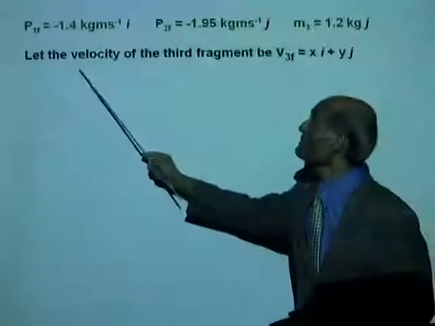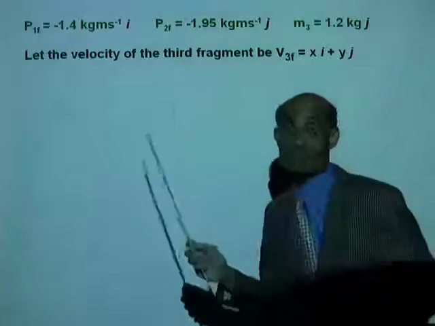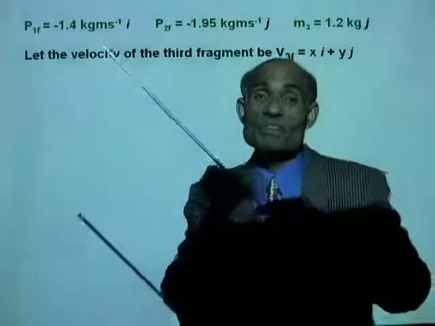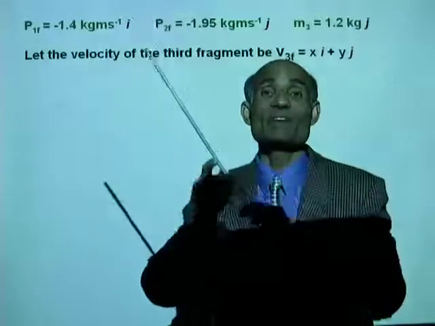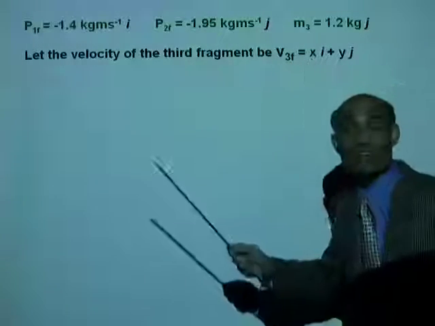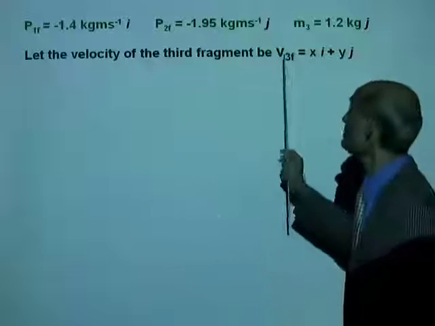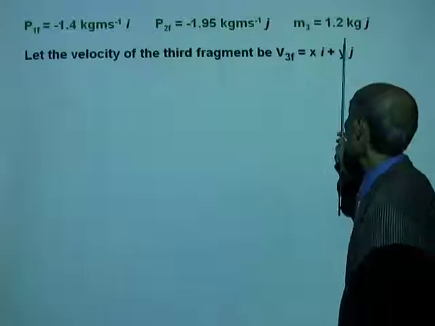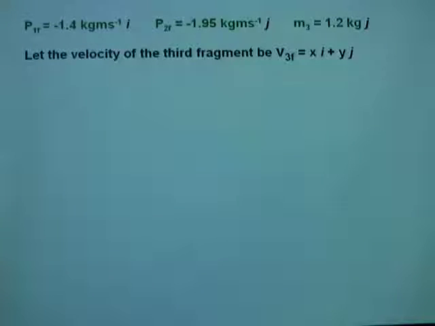Okay, let the velocity of the third fragment v3f, remember v3f is the velocity that makes an angle with the x-axis. So let's say its x component is x and its y component is y. So let v3f be xi plus yj. I hope you understood what this is about.